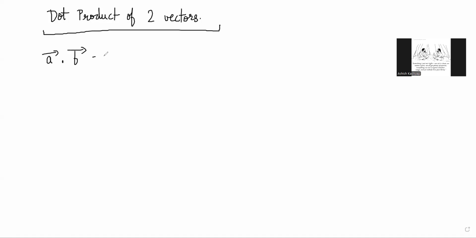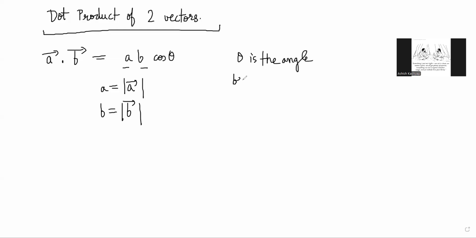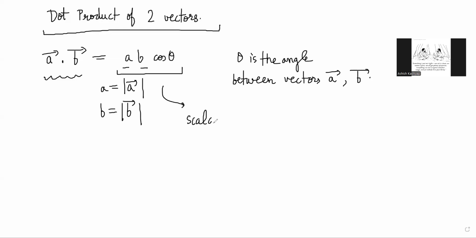If you do a dot product of two vectors, the answer would be AB cos theta, where A and B are the magnitudes of the vectors A and B, right? And here theta is the angle between the two vectors A and B. Now, certain things to know here. When we do a dot product of two vectors, the answer that comes out will be a scalar. This is a scalar quantity, and that's why it is also sometimes called the scalar product, right?